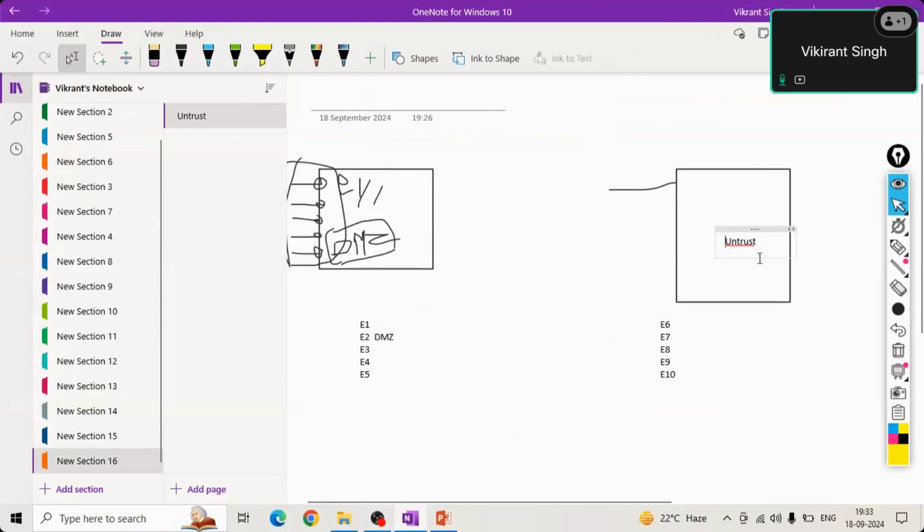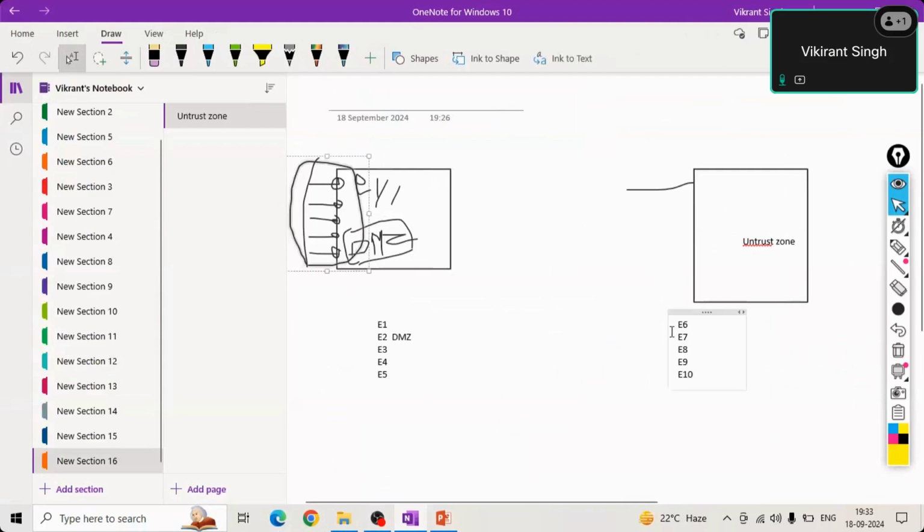This is the untrust zone. So we have created these zones to the untrust side. Hope it is clear. So these are the different interfaces for one zone, and these are the different interfaces for the untrust zone. So a zone can have multiple interfaces, but an interface can have only one zone. So an interface cannot be a part of a different zone, but a zone can have multiple interfaces.